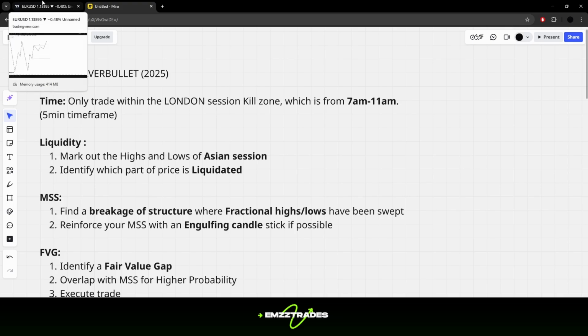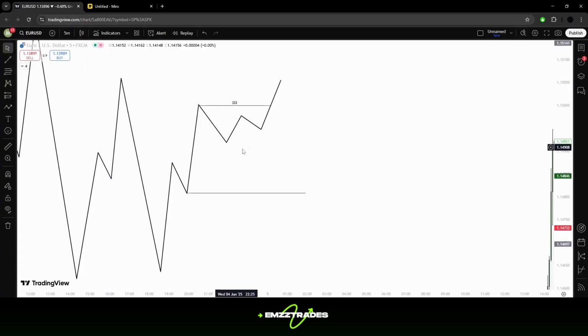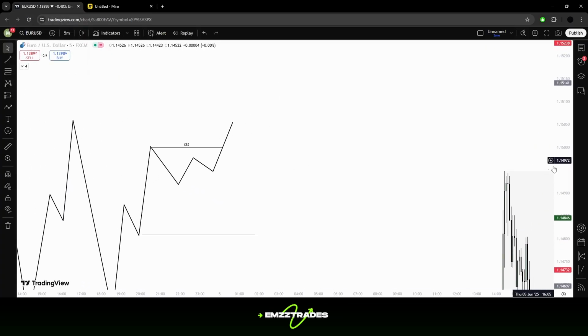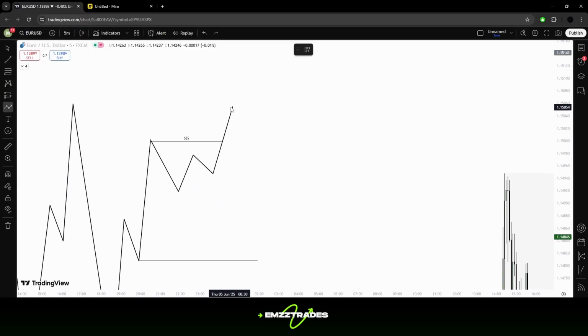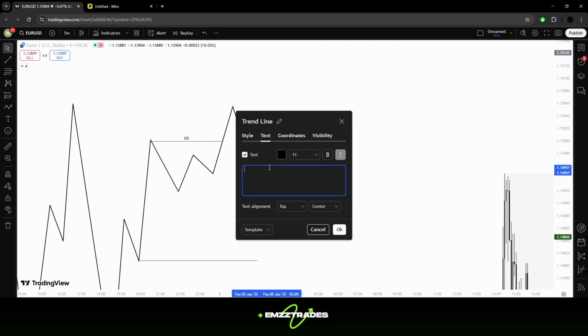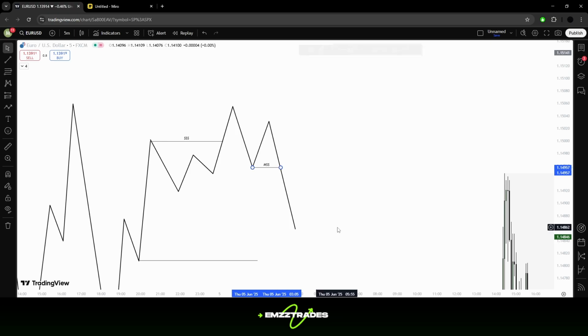So what we need to do now is find a breakage of structure where fractional highs/lows have been swept. What this means is we need to find a market structure shift towards the downside, right? So we're waiting for price to give us a movement exactly like this, where price breaks on itself just like it did right here, and then goes towards the downside, giving us a nice inefficiency around this area. Because there's so much selling pressure, we just get inefficiency around the market structure shift. And now I'm going to be naming this as my market structure shift.